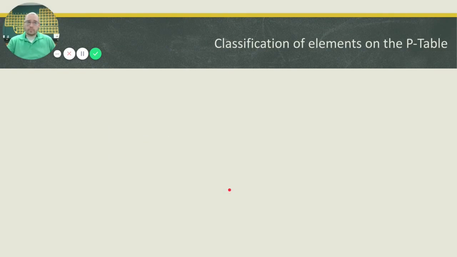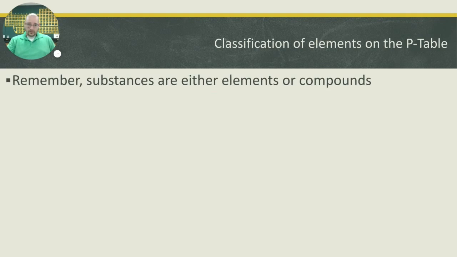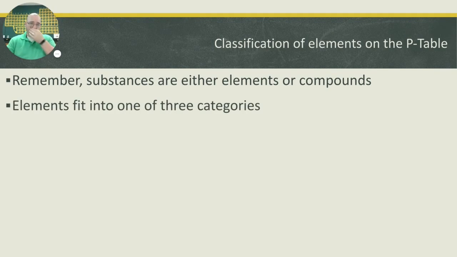So before we get into that, though, we do want to talk about the classification of the different types of elements on the periodic table. There are lots of different elements. There's 118 of them. But they fall into three categories, all right? So substances, as you remember from way back in Unit 1, are either elements or compounds. All elements are on the periodic table, and compounds are chemical combinations of different elements. So elements are going to fit into these three categories.